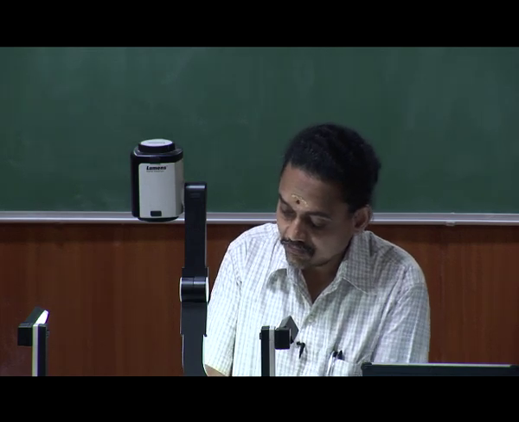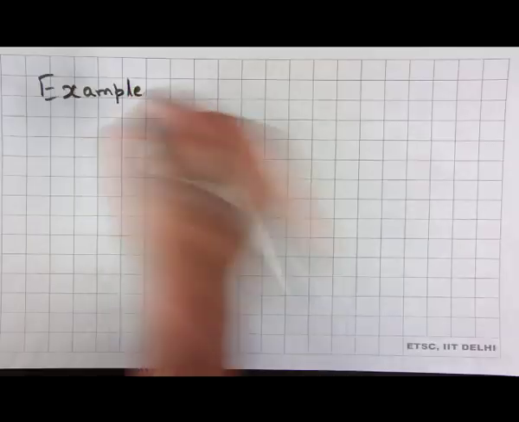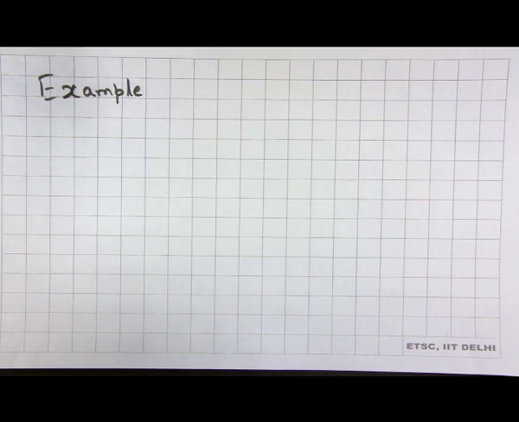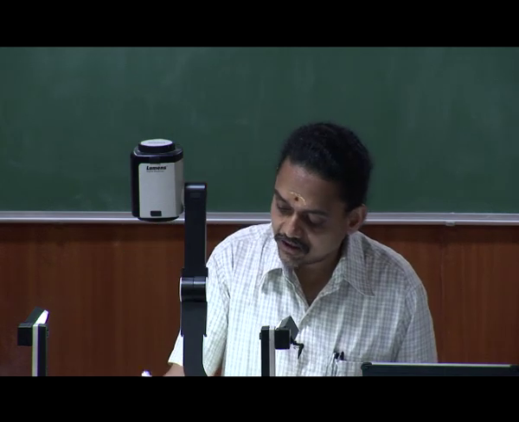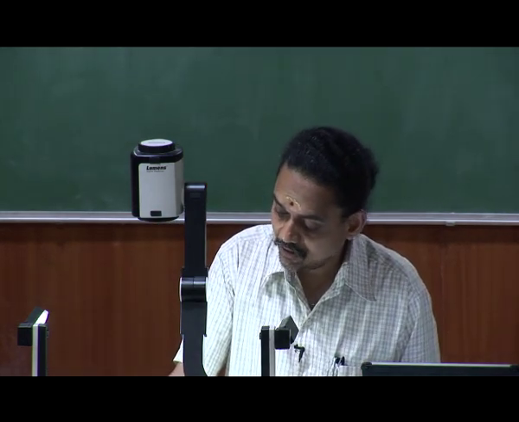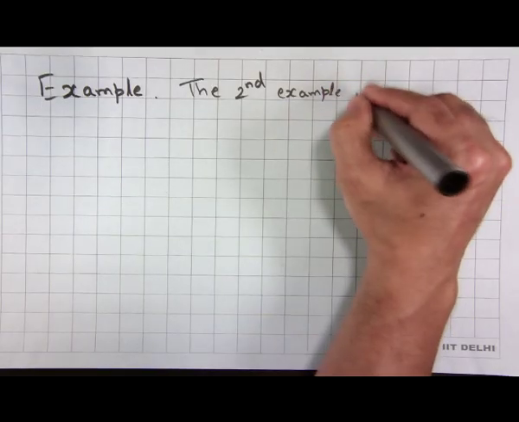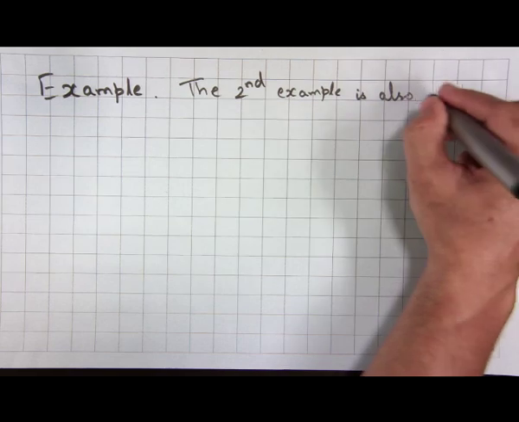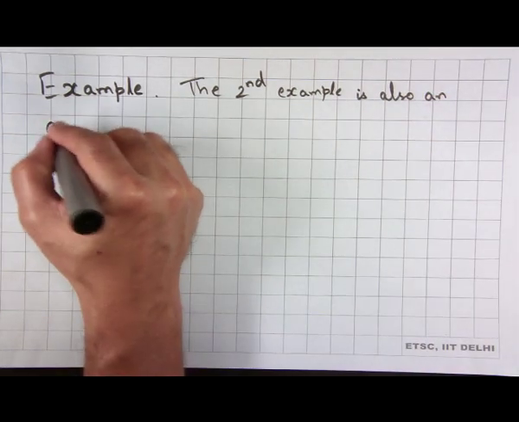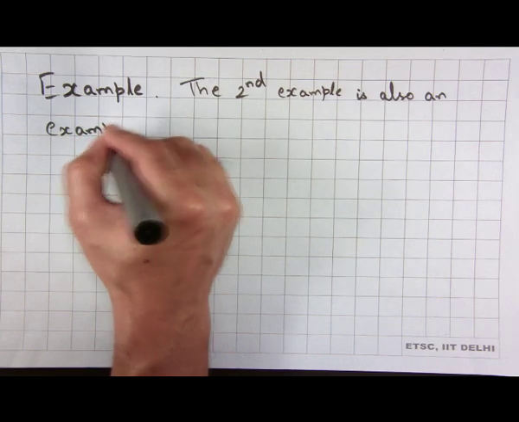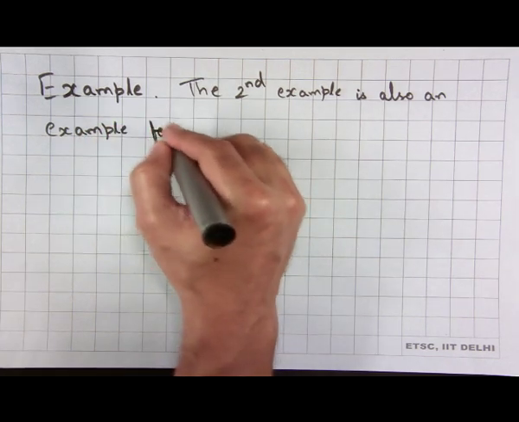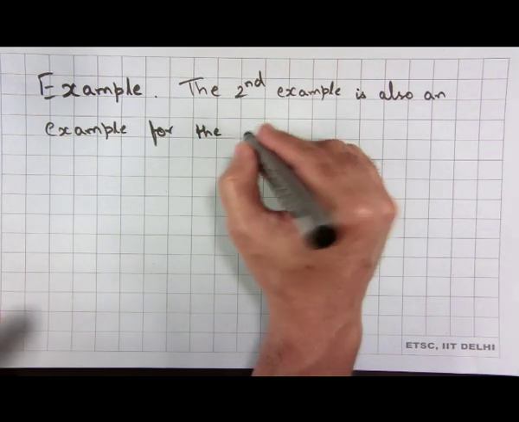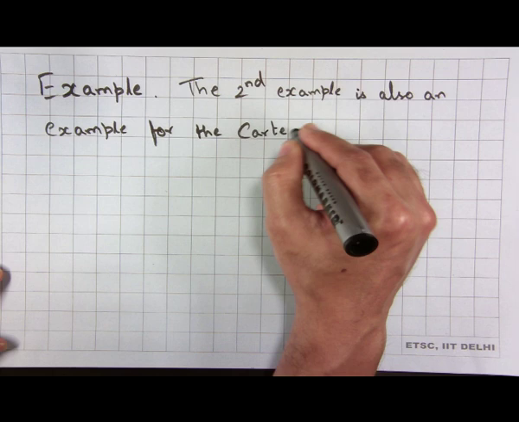Now, let us look at the second example. It says about what is known as the name plates of a vehicle. So, again this is an example, the second example is also an example for the Cartesian product.